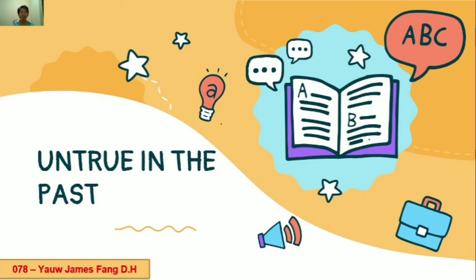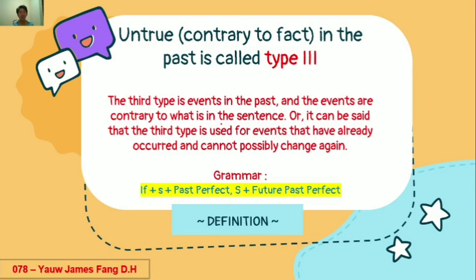At this time, I will explain about untrue in the past. Next, untrue or contrary to fact in the past is called type 3 or the third type. The third type is events in the past and the events are contrary to what is in the sentence. Or it can be said that the third type is used for events that have already occurred and cannot possibly change again. And the grammar in the third type is if plus subject plus past perfect, and subject plus future past perfect. Let's look at this again.